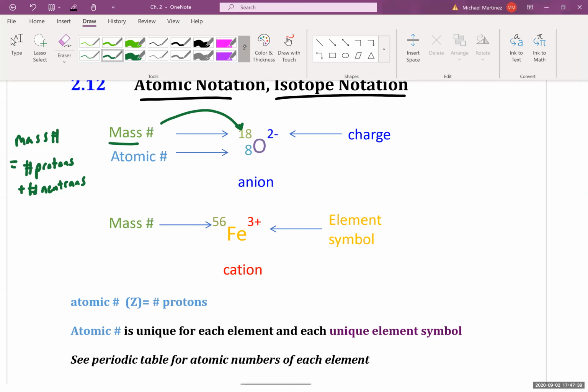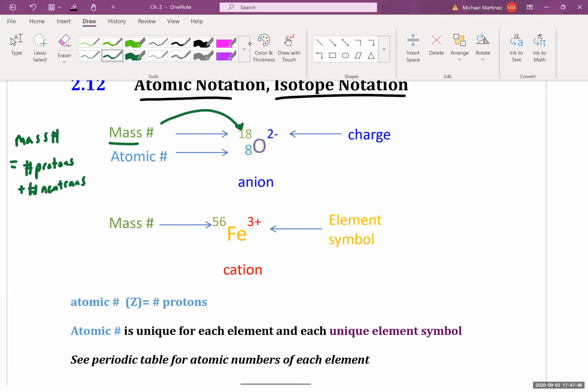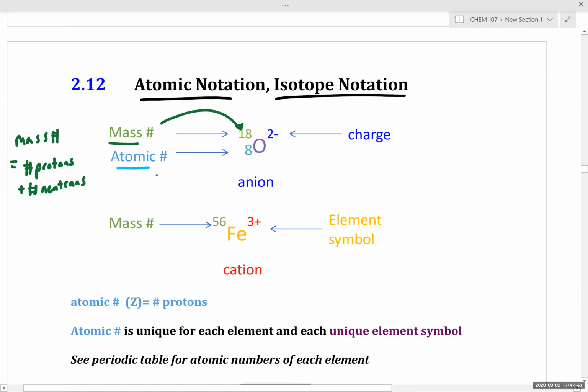The number in the bottom left-hand corner is known as our atomic number. This represents the number of protons.